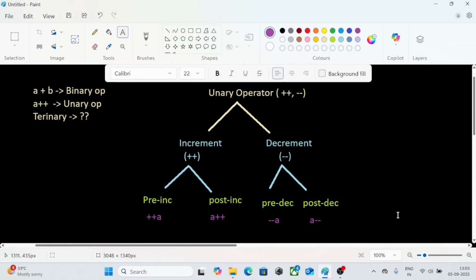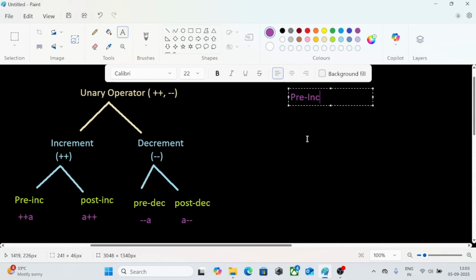One by one, let us understand this. Pre-increment. What do you mean by pre-increment? Let me give you an example here. Pre-increment means priority goes to the operator first, later the operand. So we will write it down here: plus plus a. It says first increase the value and later take the value.